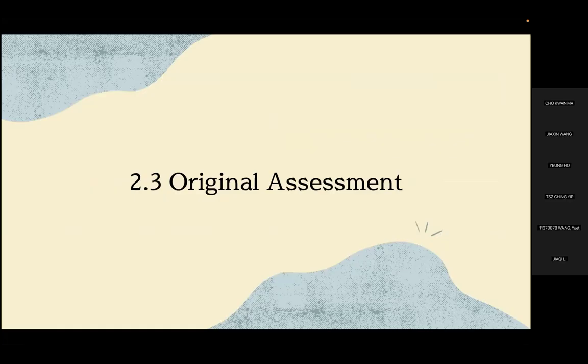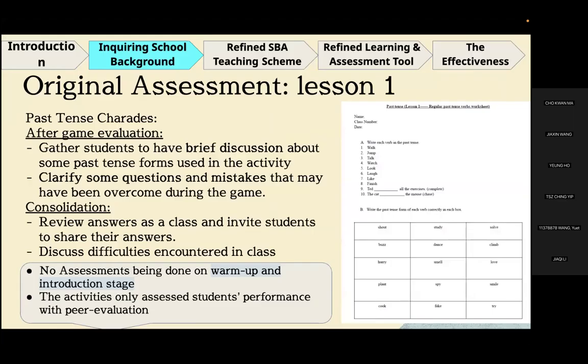And now we are going to talk about the original assessment of the original lesson plan. For lesson 1, there is an after-game evaluation for the past tense series, which is just a brief discussion about some past tense forms and also some clarification of questions. There is also a consolidation part, which reviews the answers as a class and discusses difficulties encountered in the class. But the problem with this assessment is that no assessment is done in the warm-up stage and the introduction stage. And the activities only assess students' performance with peer evaluation instead of teacher evaluation.